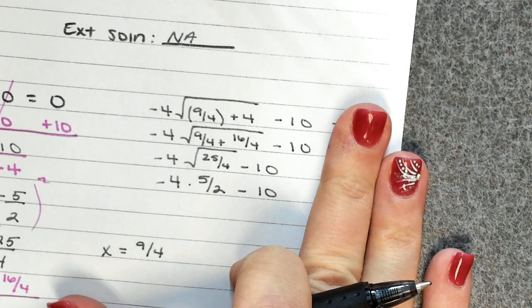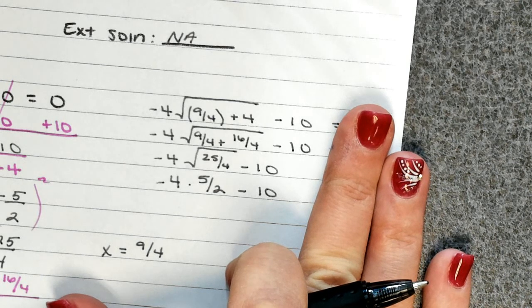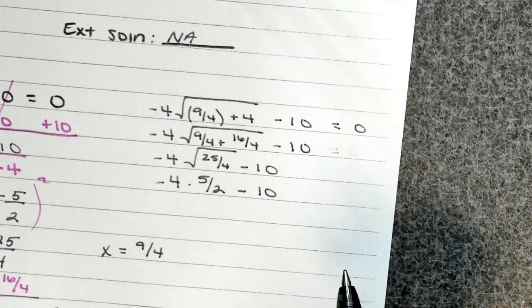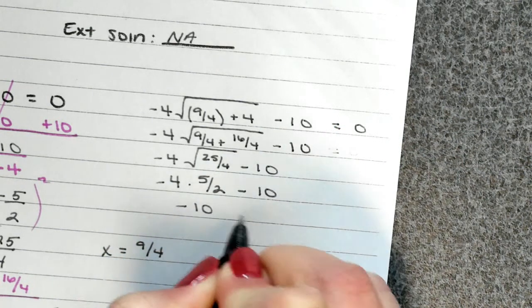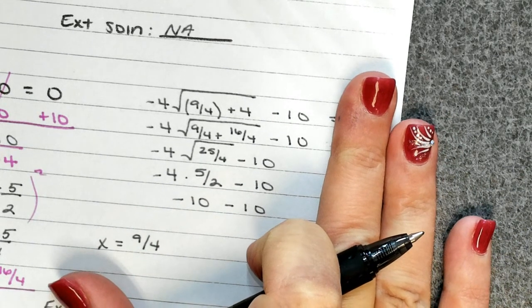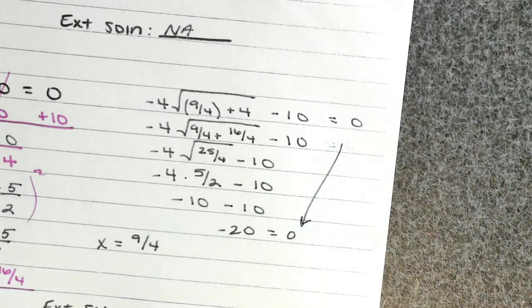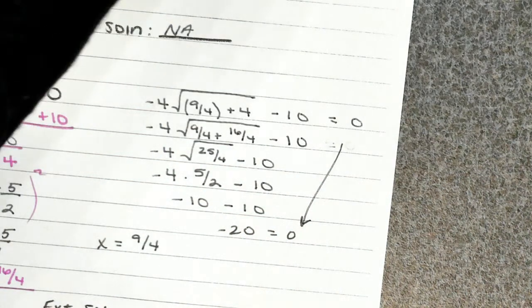Okay, what comes next? Number 17. Oh, you multiply negative 4 by 5/2. Yeah, so negative 4 times 5 is negative 20. Negative 20 divided by 2 is negative 10. Negative 10 minus 10. Okay, and then what? We add those two numbers together. Negative 10 and negative 10 make negative 20. And the right side was 0. Does negative 20 equal 0? No.